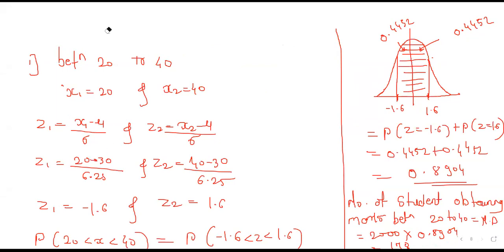ठीक आहे. हे काय झालं, students obtaining marks between 20 to 40. आज पेन टॅबलेट नीट वर्कच होत नाही, लिहिता येत नाही मला व्यवस्थित. ठीक आहे. Next thing we have to calculate is students obtain the marks more than 25. So x काय असणार आहे, 25.